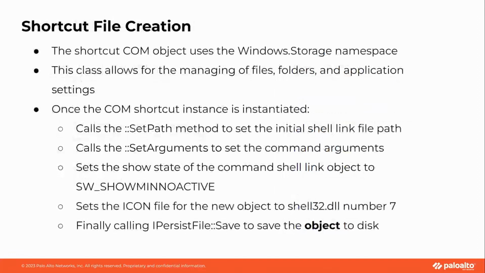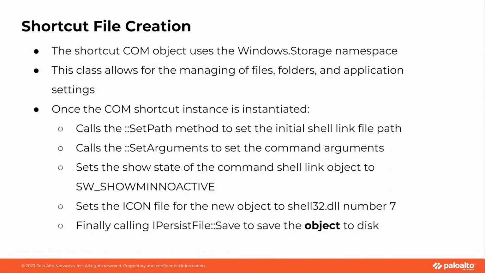So how does this malware use that shortcut COM object? You first create an instance of it. Once you've instantiated that instance, then you have these different methods. So the first one being SetPath. You set your path to x32 debug in this case. You set any arguments that may be required to run that executable. Most importantly, you set show no activate. You don't want anything blinking to the screen.